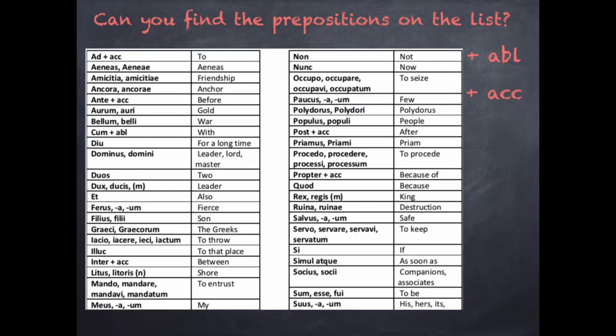The first preposition on the list is ad. Do you see the plus ACC after it? The next one on the list is ante, also followed by plus ACC. And then we see cum, followed by plus ABL, inter, followed by plus ACC, post, followed by plus ACC, and finally, propter, followed by plus ACC.